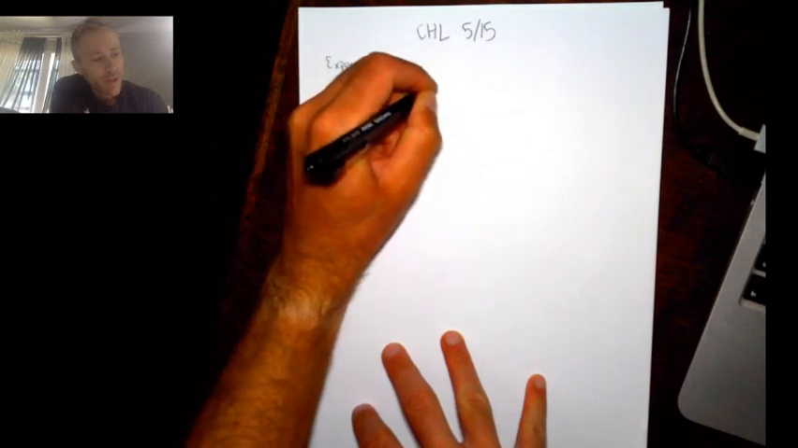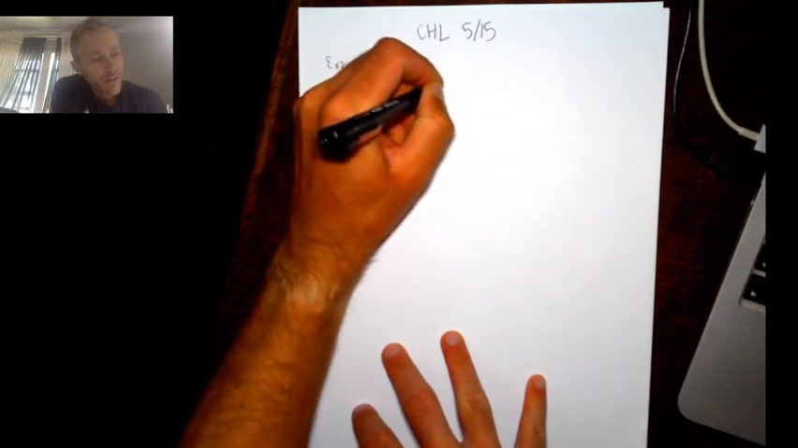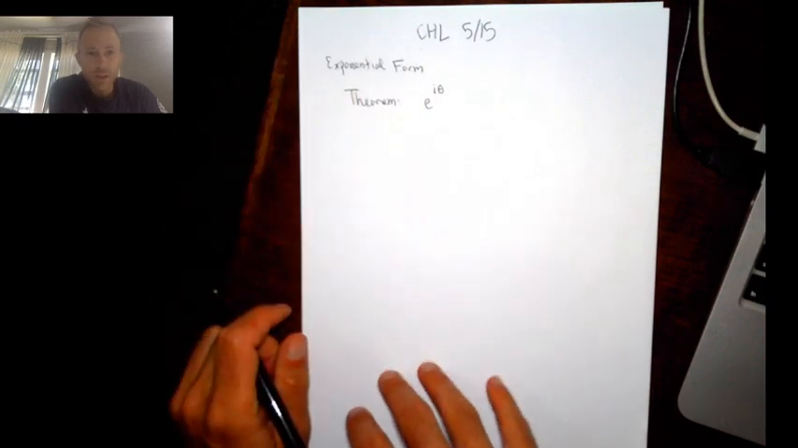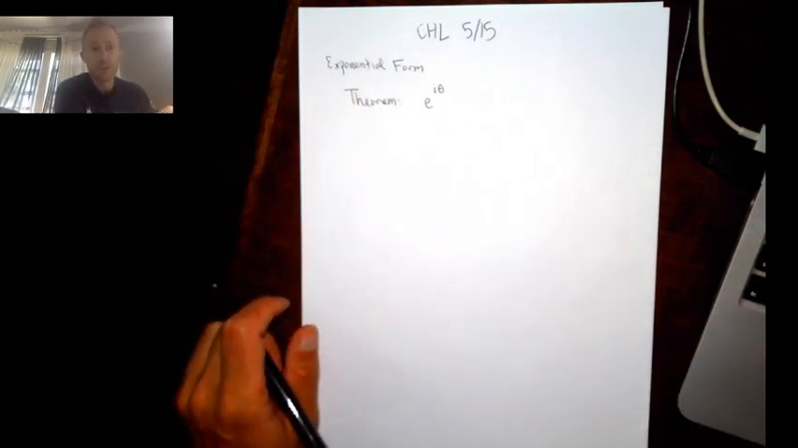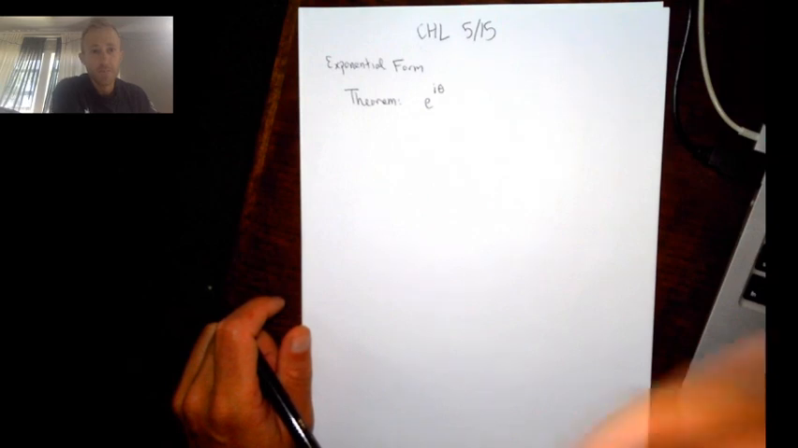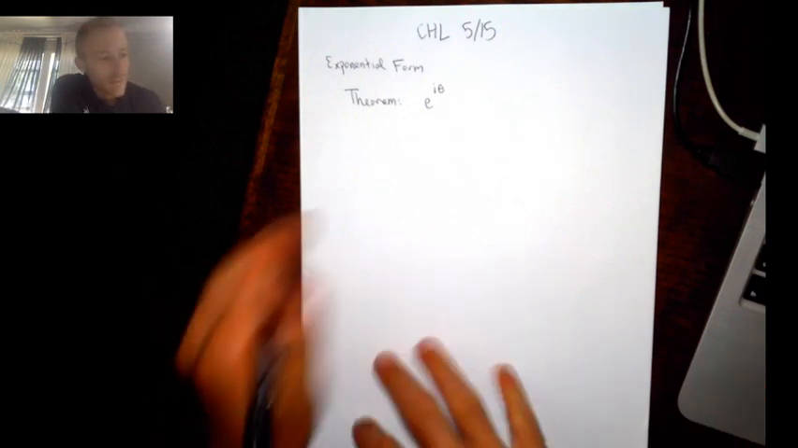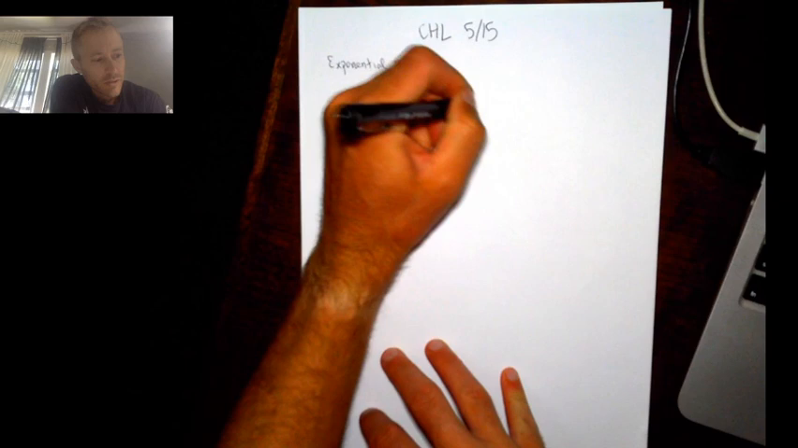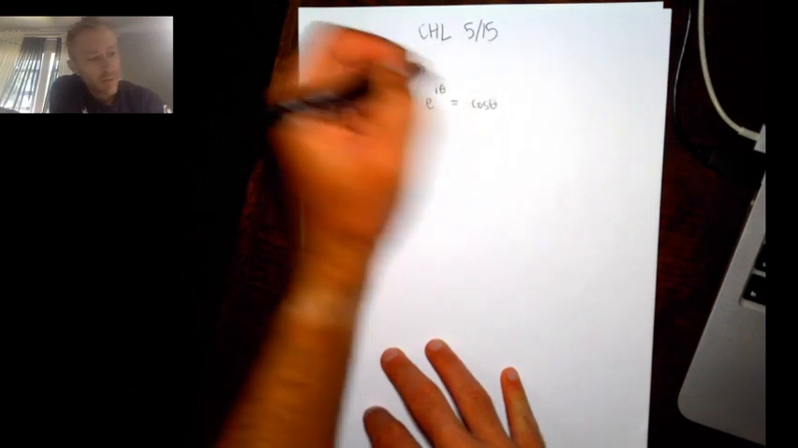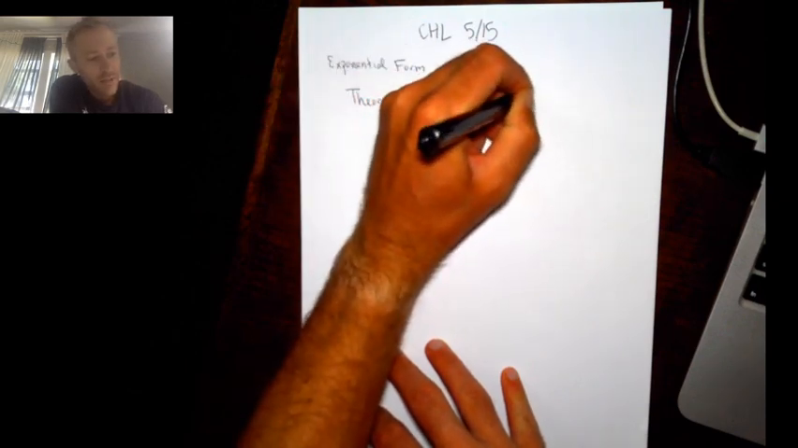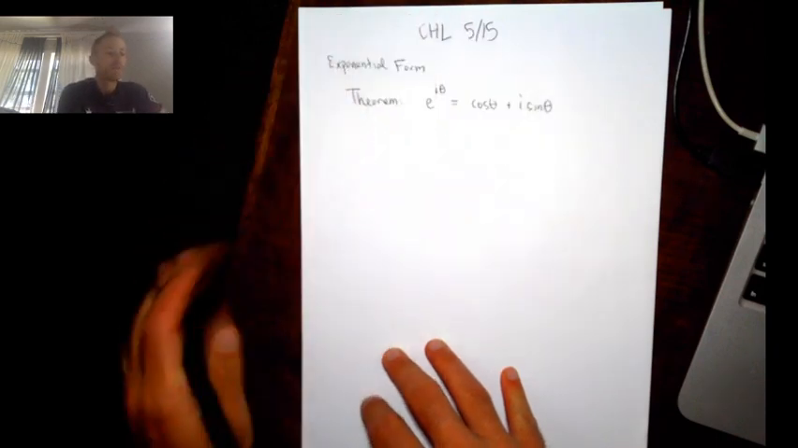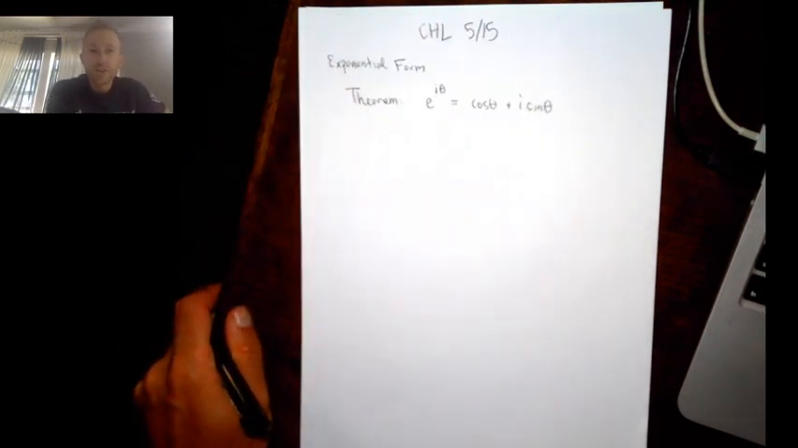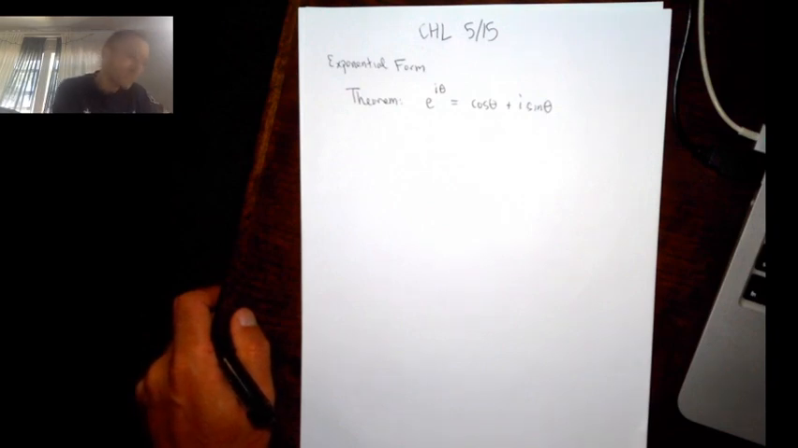So the theorem is e to the I theta. So think about that. We're doing e to a complex number, okay? Equals cosine of theta plus I times sine of theta. Okay? So that is a theorem. It's called Euler's theorem. And that's what the exponential form of complex numbers is based on.